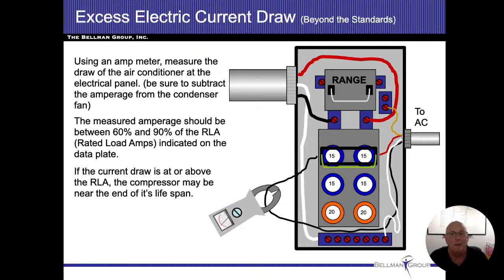So this time we had 13. So remove 1.3 out of that. So we'll go back down to 11, 11 and a half, somewhere in that ballpark. I should be below that. If I'm over 12, then I'm gonna start questioning things. And we could go ahead and just simply put that amp meter right around the wire, and then that's gonna be able to read the current flow going through that wire.